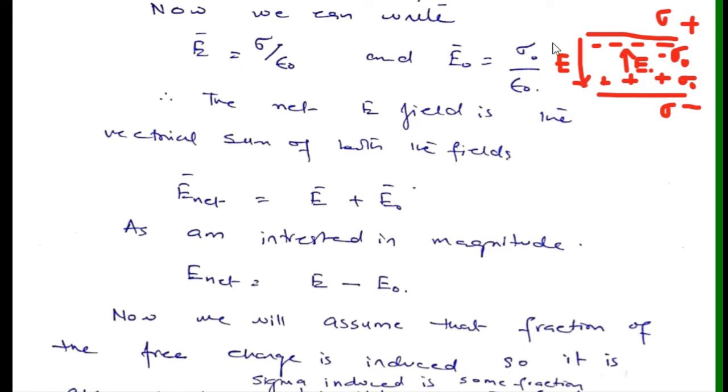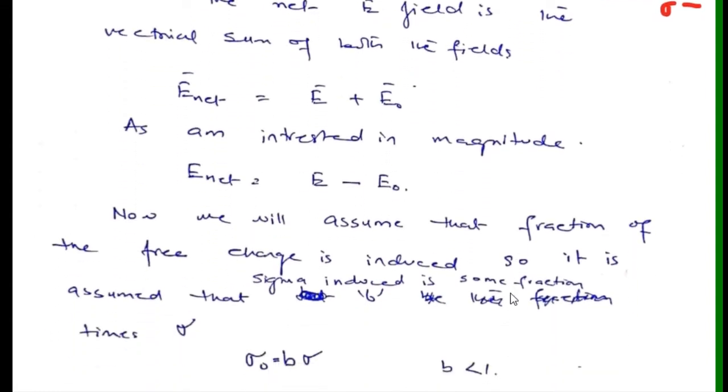Obviously, now what will be the net electric field in this whole figure? It will be the sum of E plus E naught. I can see that the direction of E is this and the direction of E naught is in the upward direction. So obviously, I can write this as this. The E net will be E minus E naught.